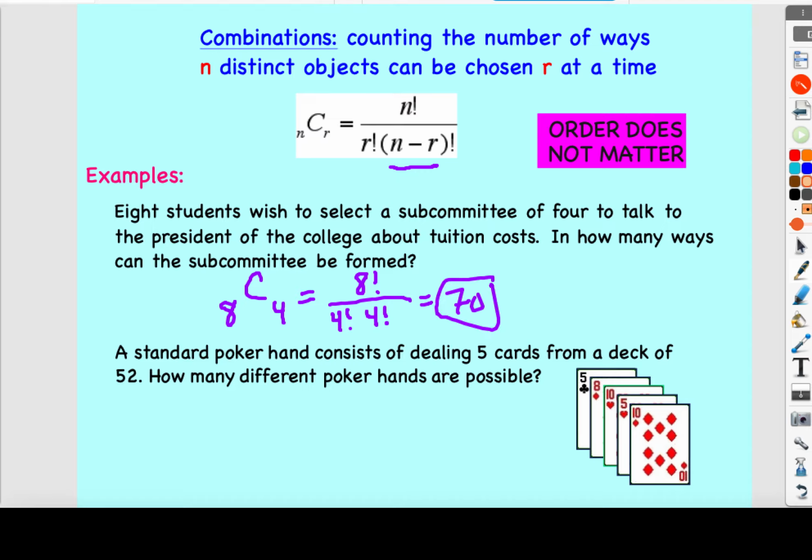Same idea down at the bottom. Again, a standard poker deck of cards. We're going to deal 5 cards out. It doesn't really matter if you're the first card dealt or the 5th card dealt, right? If it's in the hand, it's in the hand.